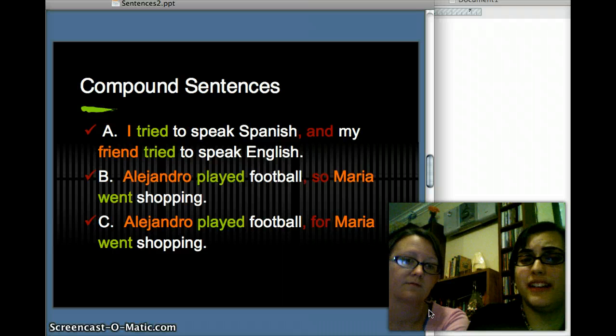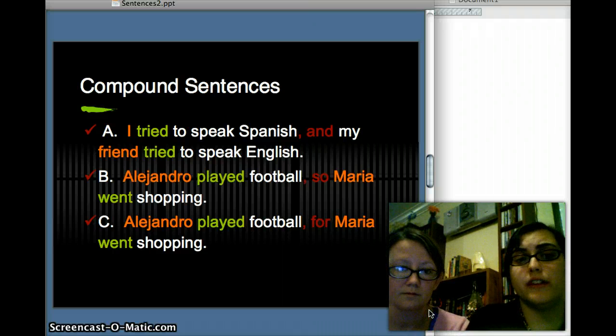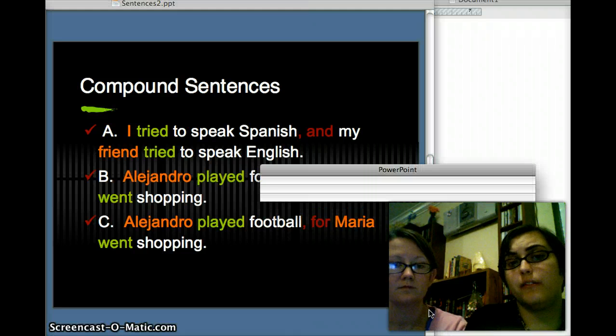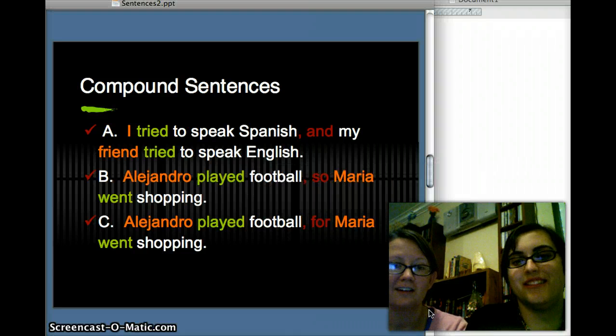Now look at example C. It looks almost the same. Alejandro played football, for Maria went shopping. There's a difference. Each of these fanboys has a specific meaning. So in example B, Alejandro played football, so Maria went shopping. We have a cause and effect situation. But example C says for. Alejandro played football, for Maria went shopping. So basically, Maria went shopping, and then the result is that Alejandro decided to play football. All right. I hate when that happens.